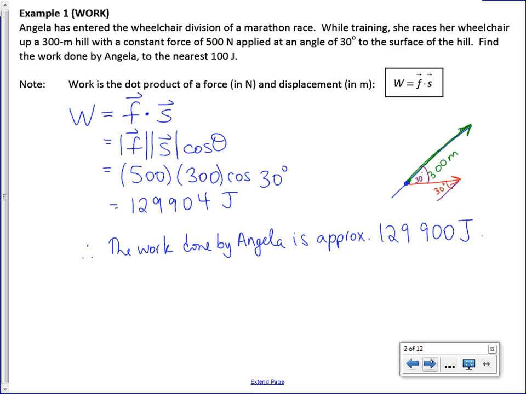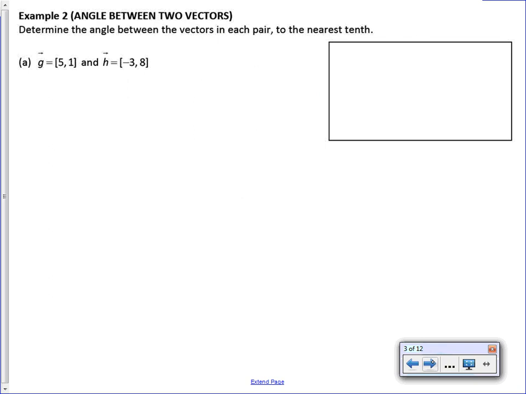Okay. Moving on. Example 2. Love these ones. These ones are cool. So example 2. Finding an angle between two vectors. Determine the angle between the vectors in each pair to the nearest 10th. So I'm giving you an A. Vector G is 5, 1, and vector H is negative 3, 8.